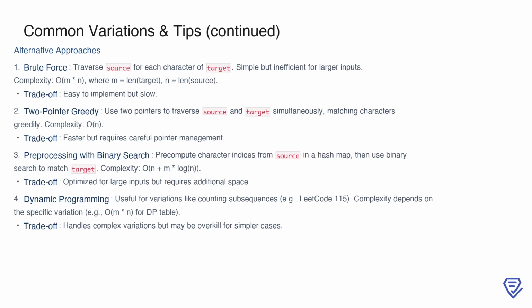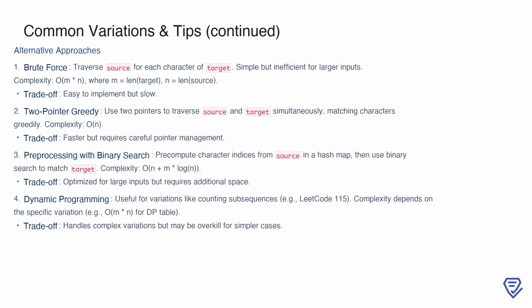Now let's explore some alternative approaches to solve this problem. The most straightforward method is brute force, where you traverse the source for each character in the target. While this is simple to implement, it's highly inefficient for larger inputs, with a time complexity of m*n, where m is the length of target and n is the length of source.